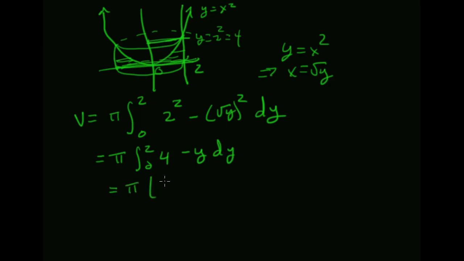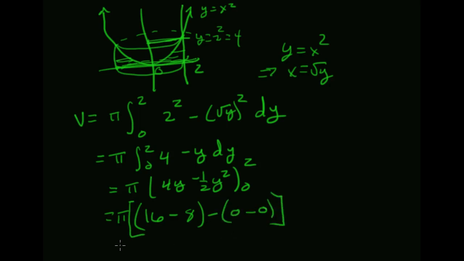Which is pi times, let's see, that's going to be 4y minus 1/2 y squared from 0 to 4, which is pi times 16 minus, let's see, 16 over 2 is 8. And then both of these are 0. So 16 minus 8 is 8 pi, which is, in this problem, letter A. All right, so that one's a little tricky because it's going around the y-axis, and it's got a hollowed out center, and all kinds of crazy things that you got to think about there. But in the end, we got it.